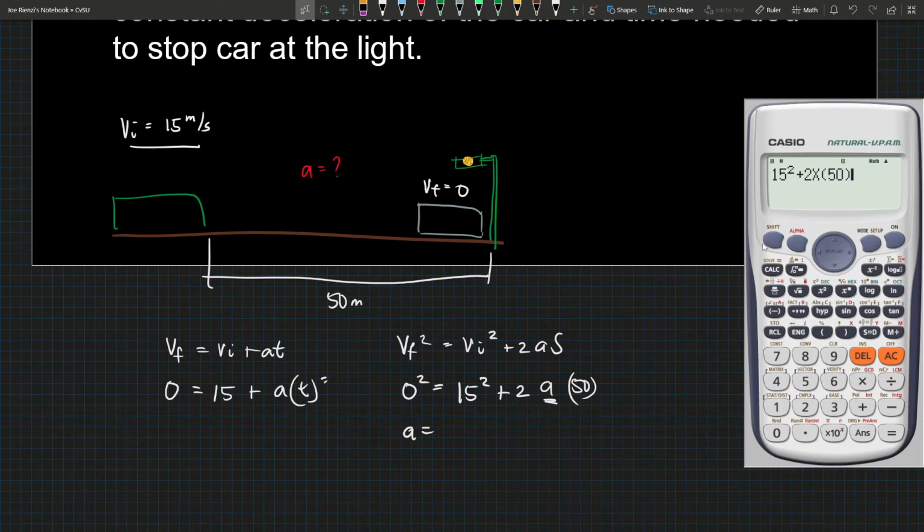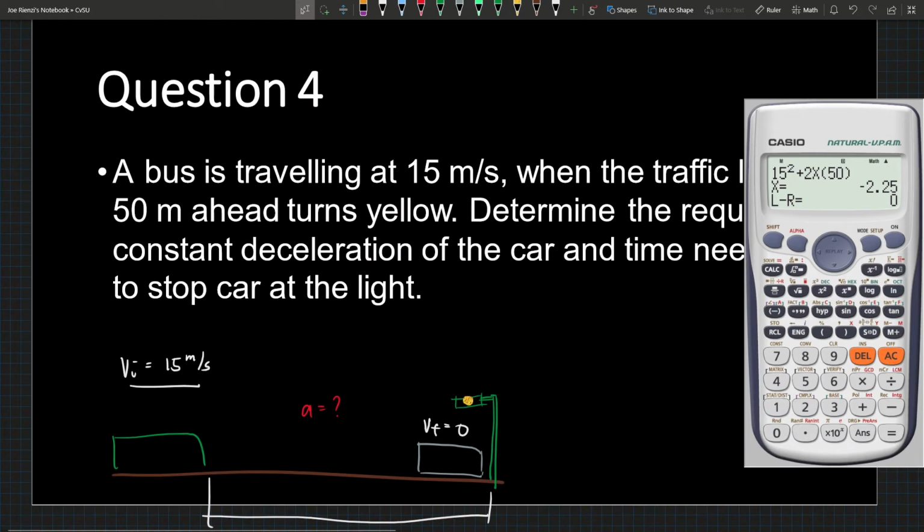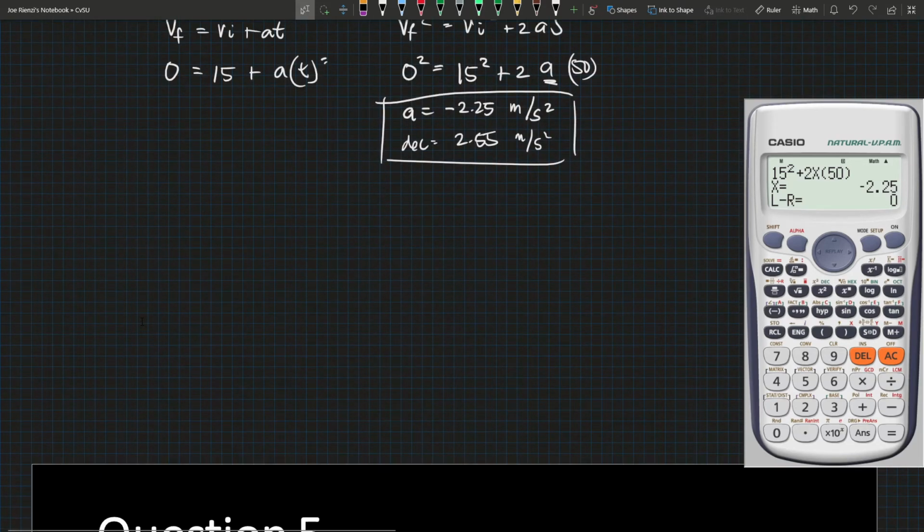Shift solve. So, pwede rin yung mano-mano pero mas madali yung shift solve. Negative 2.25 meters per second squared. So, yun yung dapat niyang i-apply na acceleration. So, in this case, deceleration dahil nga negative, 2.25 deceleration meters per second squared. So, yun lang ating question number 4. So, next, question number 5.